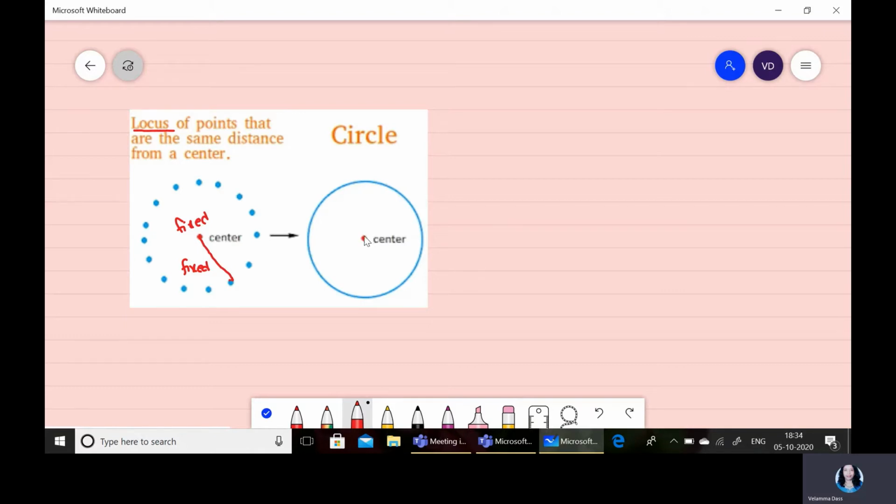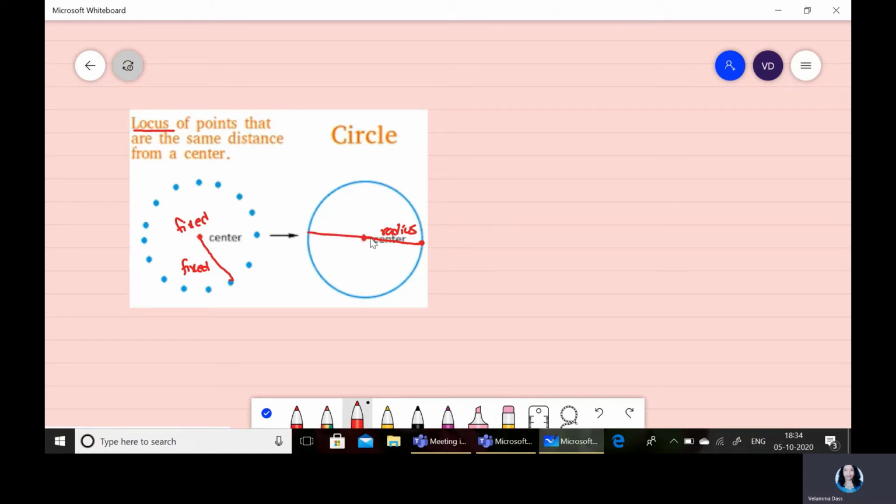Now in the circle we have learned many things, like we know what the radius is. The radius is defined as the distance between a point on the circle and the fixed point, that is the center. So the distance between the center and any point on the circle is called the radius. A circle can have infinite radii.